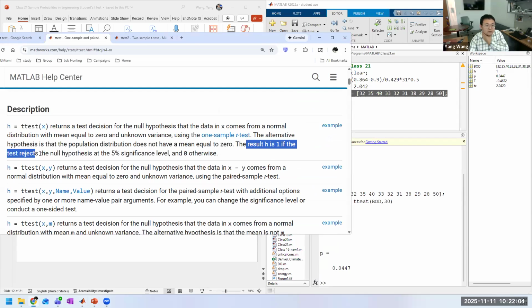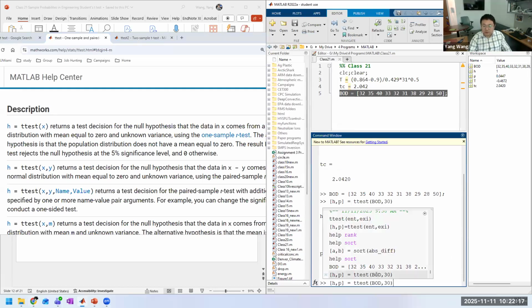Right, if H is 1, that rejects the null hypothesis. Basically, it's telling us that the sample is different at the 5% significance level, which is 95% confidence level. Okay, so we can also change it another way.